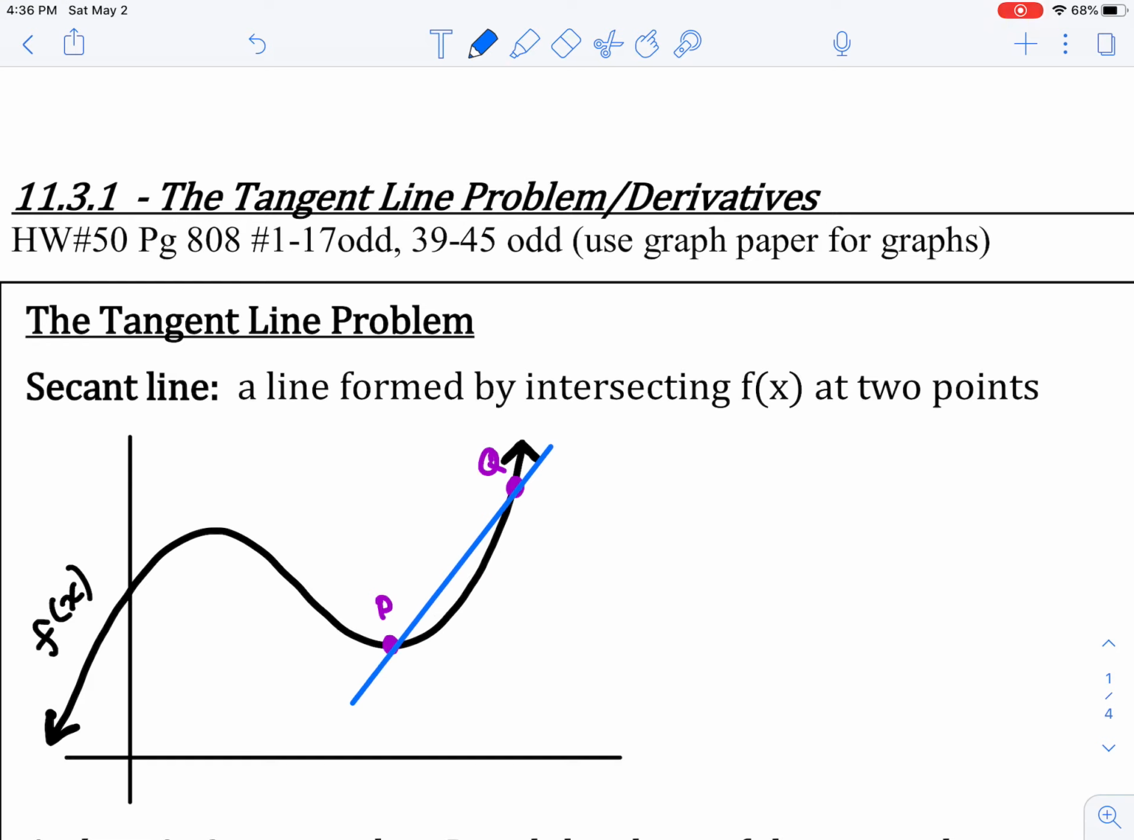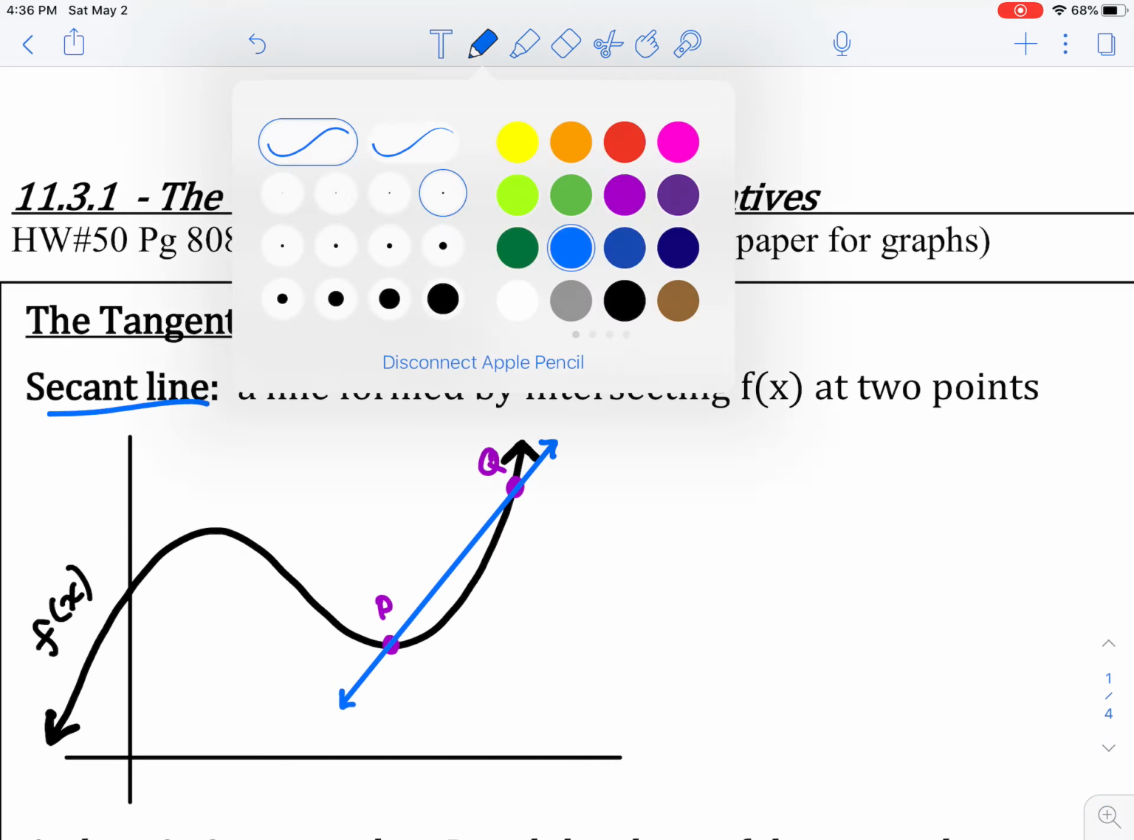So suppose I just went ahead and I drew this line. That's not very good. Let's see if I can clean that up a little bit. There we go. Okay, so suppose I had some line like this. This is our secant line, okay? This is our secant line. And it's intersecting our function at two different points. And suppose I wanted to find the slope of the secant line.